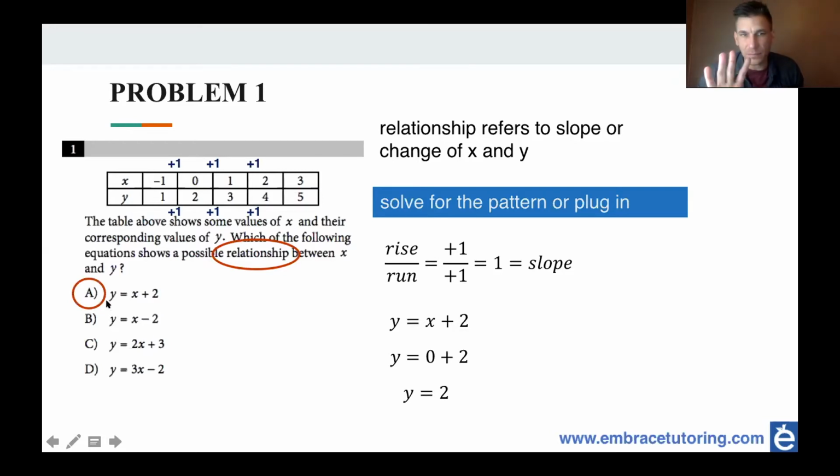Now, in a nutshell, whenever you have a table and it's asking you how the values match up to the equations, most of the time it's really efficient to just be prepared to plug in. That's most of the time going to be your best course of action as you go through these. And the same applies for certain linear types of problems. Okay, all right, so let's keep going.